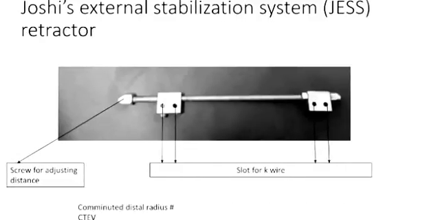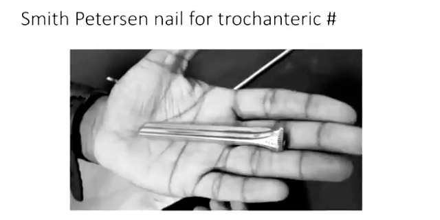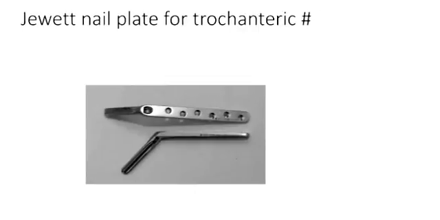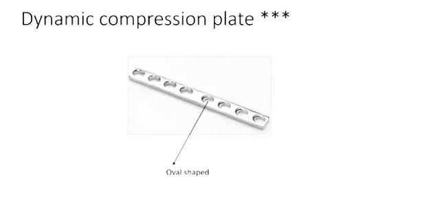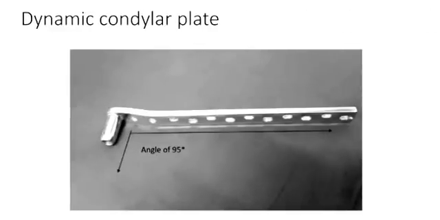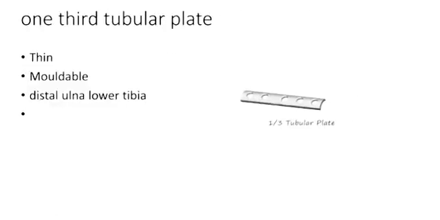This is Joshi's external stabilization system, retractor, Charnley's compression device, Smith-Petersen nail for trochanteric fracture, used for internal fixation of fracture of the femoral neck. This is Jewett nail for trochanteric fracture, dynamic hip screw, angle of 135 degrees maintained for trochanteric fracture, dynamic compression plate, oval shaped, dynamic condylar plate. This is Sherman plate, 1/3 tubular plate, that is thin, moldable, used for distal ulna or tibia.